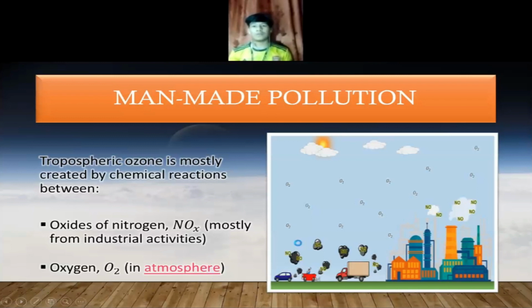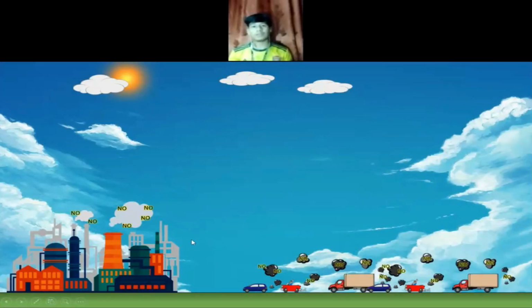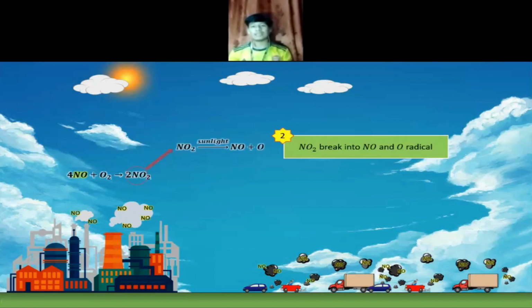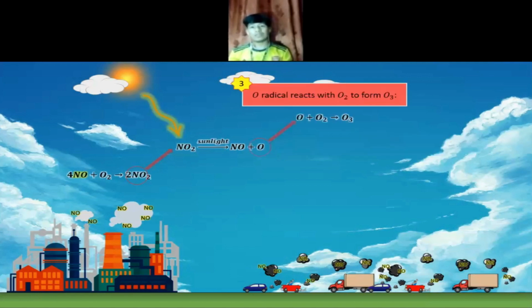For the process of formation of tropospheric ozone, there are several chemical reactions that need to occur to form a tropospheric ozone molecule. The first is the chemical reaction between nitrogen oxide from the industrial factories and oxygen gas from the atmosphere to form nitrogen dioxide. And next, nitrogen dioxide from the first reaction will absorb sunlight to break the molecule down into nitric oxide and a radical oxygen atom.